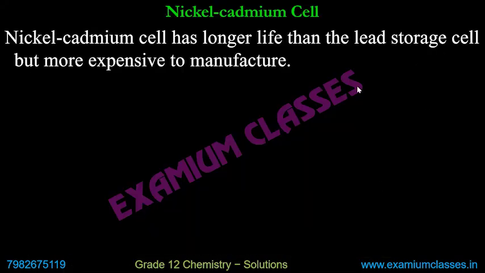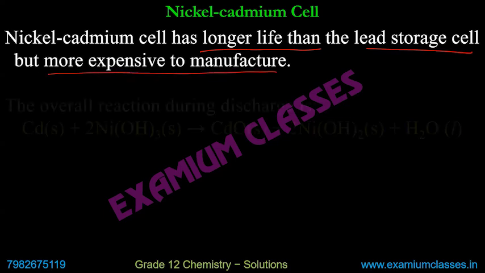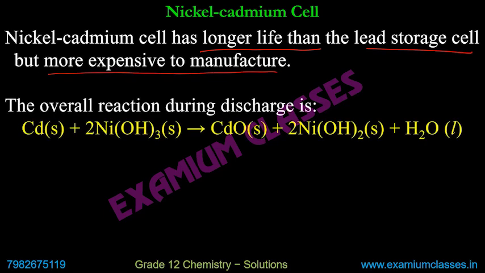Next one is nickel cadmium. Nickel cadmium is again a secondary type of battery, meaning these can be recharged and reused. This cell has longer life than lead storage cells, but is more expensive to manufacture. Overall reaction during discharge, means when it is being used, during usage.